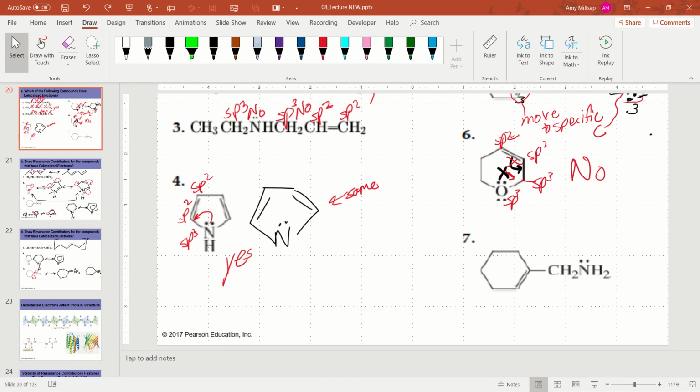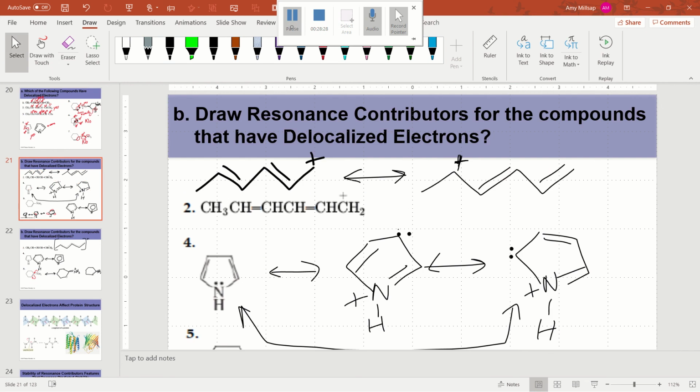Number 7, I can already tell you that we have an sp3 between our lone pair and our pi electrons, so no, we can't move those electrons. And then I think there's another example.